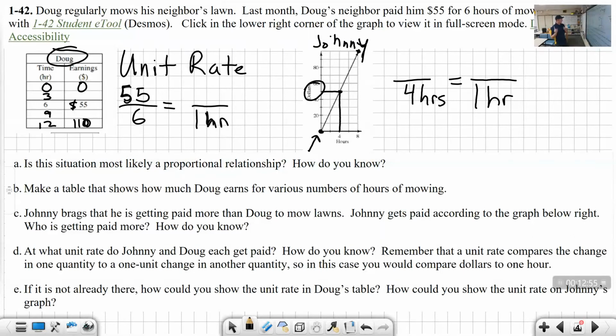Okay? If it is not already there, how could you show the unit rate in Doug's table? Well, notice I didn't include it. But if you wanted to include it in the table, that would be the 1. The 1, which should be right there, would be the unit rate. Okay? That's where you could put it. Do you have to put it? No, but that's where you can find it.